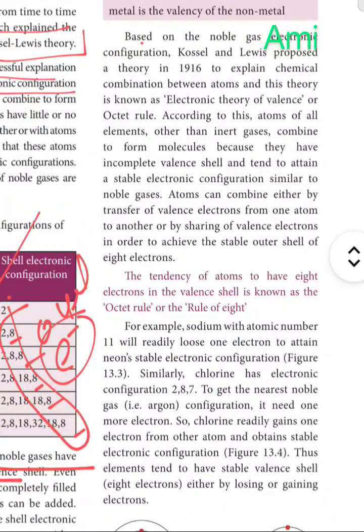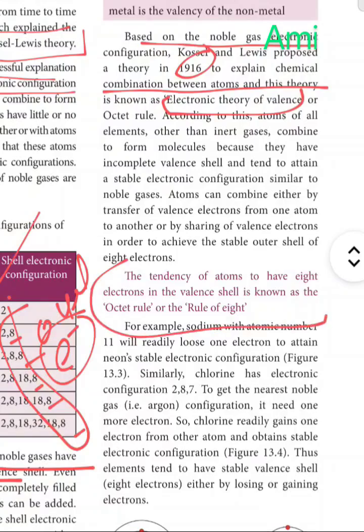Now, based on the noble gas configuration, Kossel and Lewis proposed a theory in 1916 to explain the chemical combination between atoms, and this theory is known as the electronic theory of valence. The tendency of atoms to have 8 electrons in the valence shell is known as the octet rule, or rule of 8. Only then is the atom said to be stable.